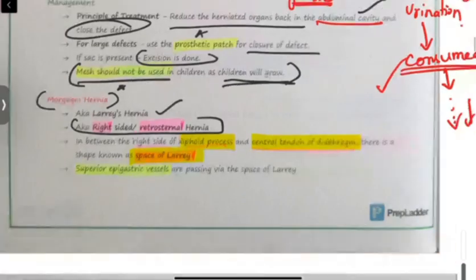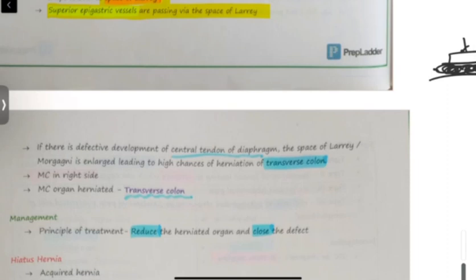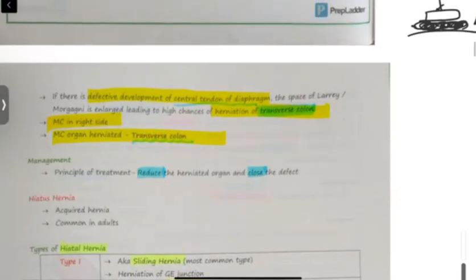Here, superior epigastric vessels are passing through this space. Whenever the contents come through this space, there is a chance of involvement of the superior epigastric vessels also. Why does this happen? If there is defective development of the central tendon of the diaphragm, then the space of Larrey or Morgagni is enlarged, leading to high chances of herniation of even the transverse colon. It is usually most common on the right side, whereas Bochdalek hernia is most common on the left side. After this, the most common herniated organ is the transverse colon. Management principle is the same: reduce the herniated organ and close the defect.